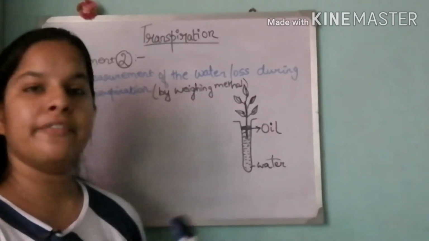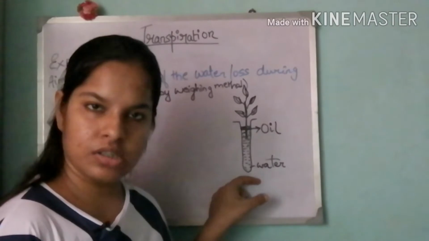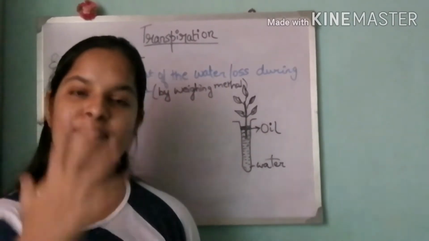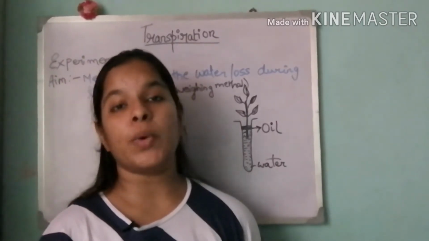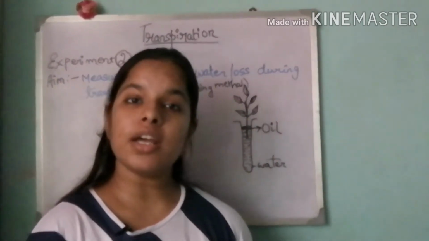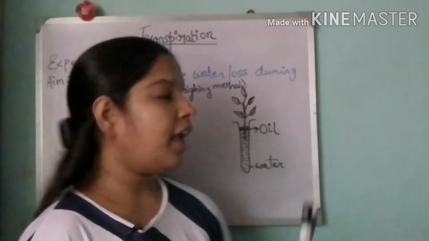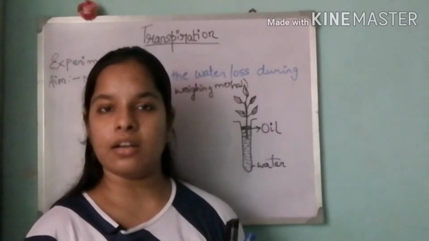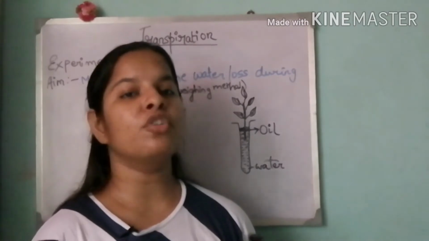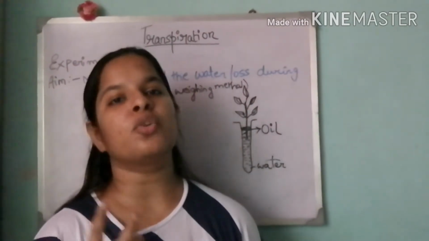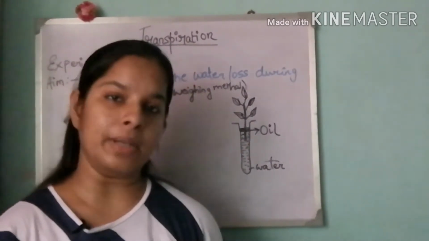Okay, now I begin with the experiment. I have taken a test tube, put in some water, then a layer of oil, and then put in the shoot. Why have I not taken the root? This might be your question. The root is the part of the plant which is involved in the uptake of water. If I had taken a rooted plant, it would have constantly absorbed water, and I would be unable to measure the amount of water lost during transpiration. So this was my main reason to take only the shoot of the plant.